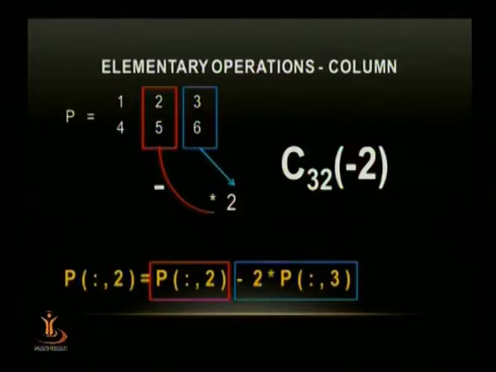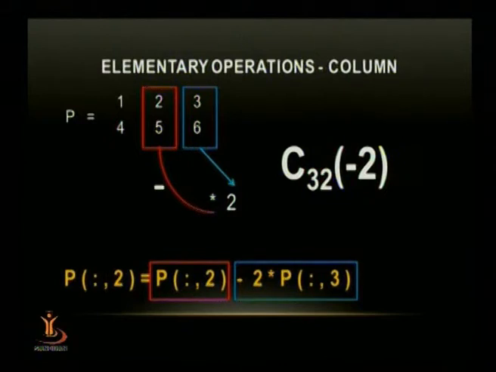Have a look. Again I have the same matrix P, 1 2 3 4 5 6. I want to do a column operation C 3 2 minus 2. This means what? Column 3 will be multiplied by minus 2 and added to column 2. Right? So I have just drawn it diagrammatically. I'll take column 3, multiply with minus 2 and subtract it from column 2. Clear? How to do this?